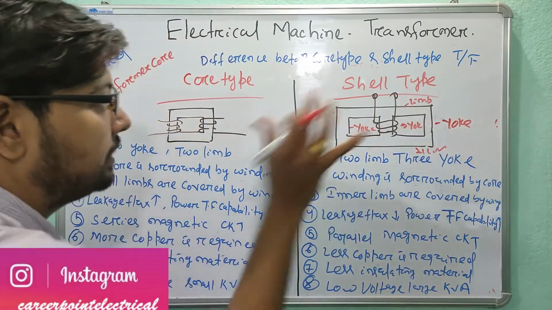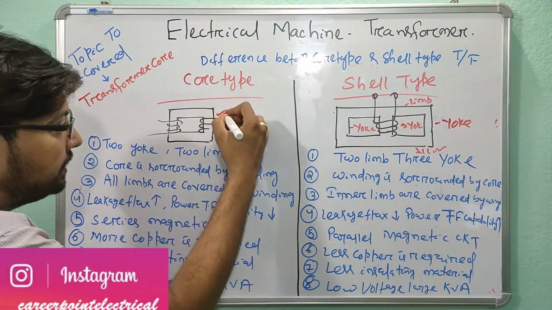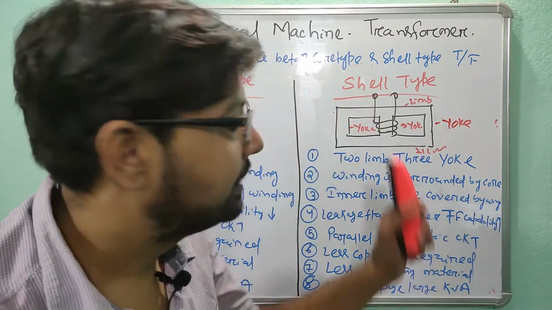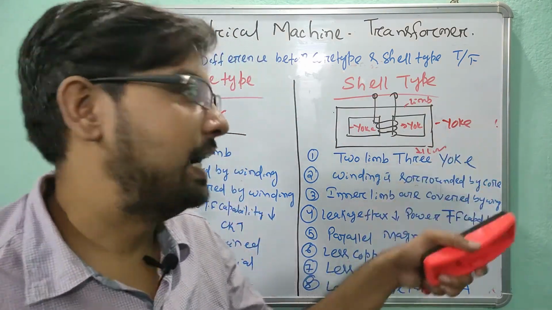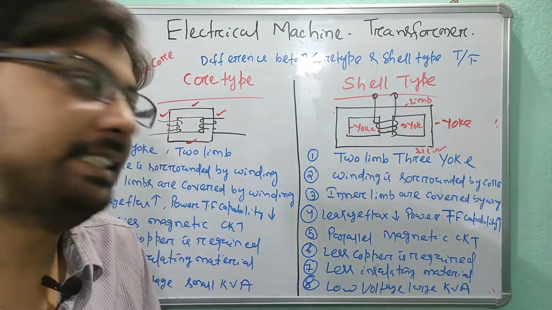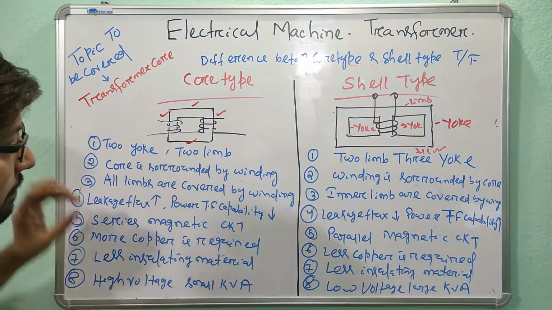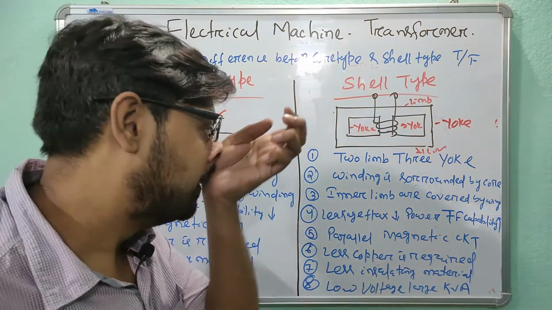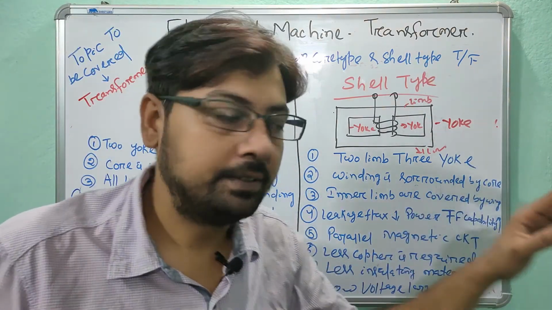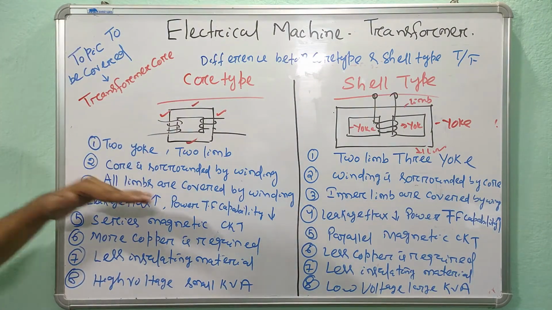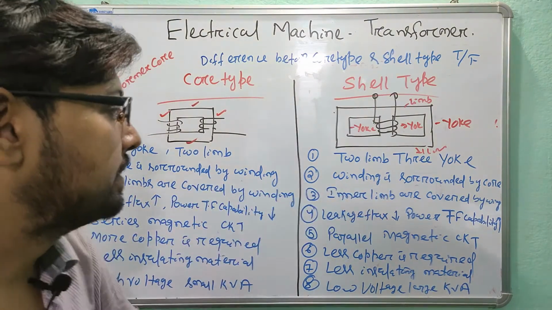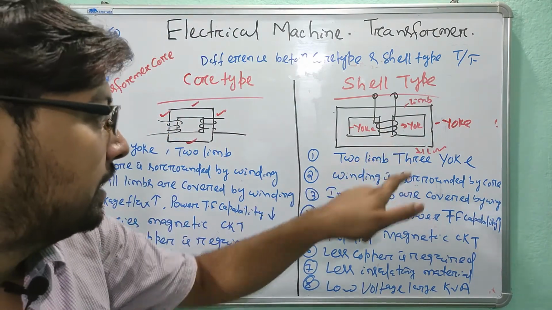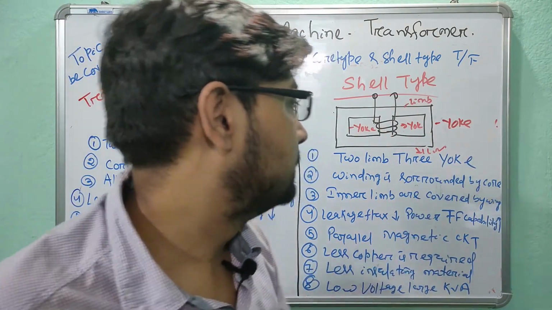So in core type transformer, two limbs, two yokes, but in shell type transformer there are two limbs and three yokes. Next point is the core is surrounded by the winding in core type transformer, but in shell type transformer the winding is surrounded by the core. So next, all the limbs are covered by the winding, but only the inner limb, this is my inner limb, is covered by the winding.